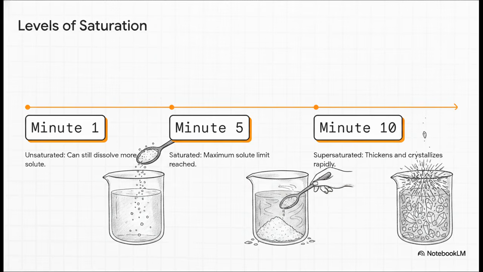But by minute 5, you've added so much sugar that when you stir it, it just swirls around and settles stubbornly at the bottom. The water simply cannot take any more. We call this saturated. The maximum solute limit has been officially reached. Now imagine by minute 10, we actually heat the water up to literally force it to accept even more sugar, and then we carefully let it cool. This creates a highly unstable state called supersaturated. There is way too much solute in there, and if you drop even a single extra grain of sugar into it, the whole thing instantly thickens and crystallizes right before your eyes.